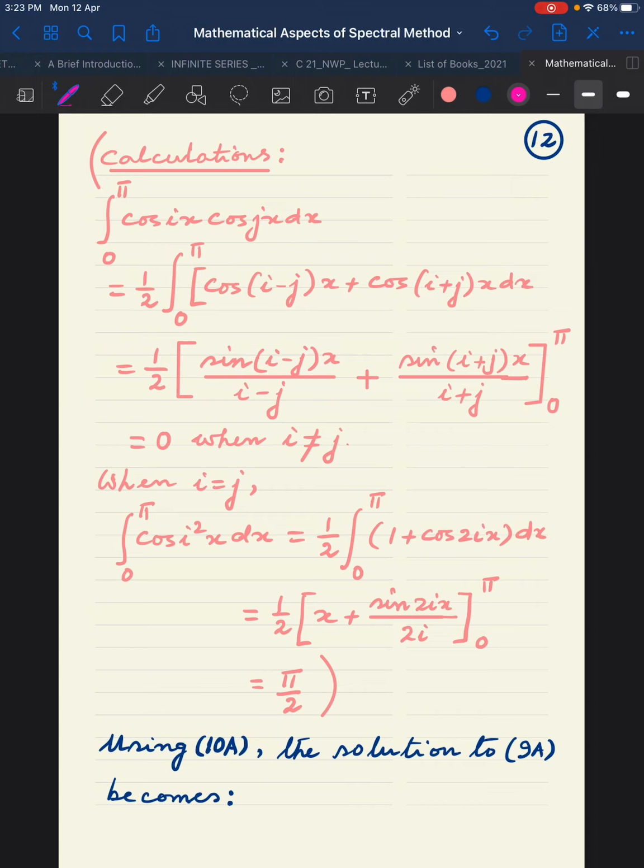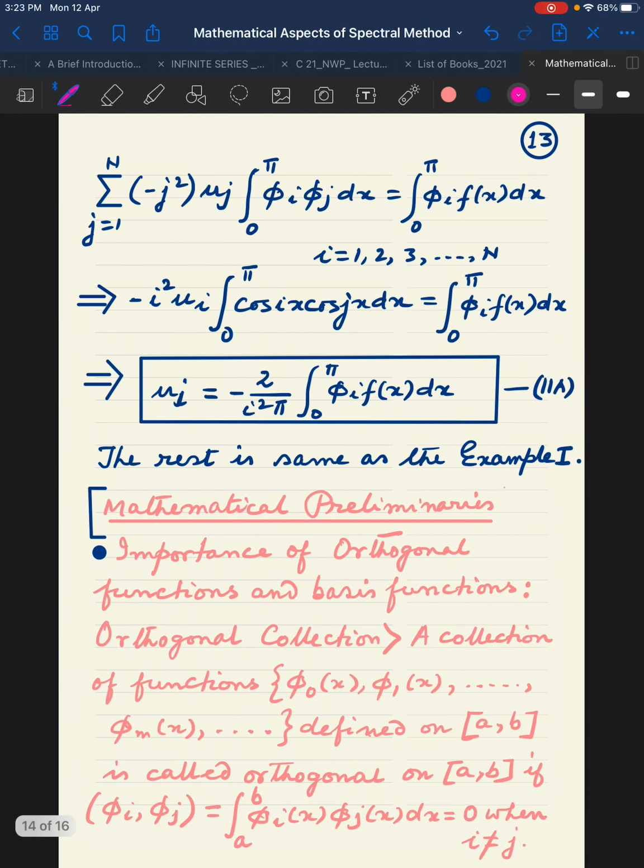So almost we are done. Using 10a, first I come to the last line of page 12, that is using 10a, the solution to 9a becomes this one, because the method is similar. I think I don't have to repeat it. You just use it and you will get 11a, which gives us the solutions for ui, and the rest is same as before.